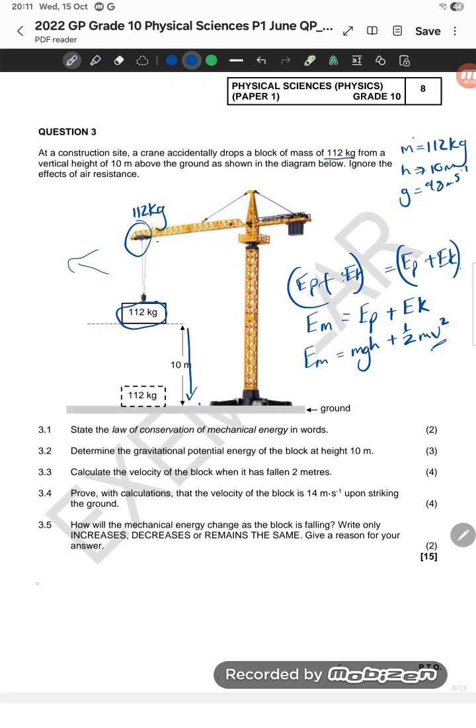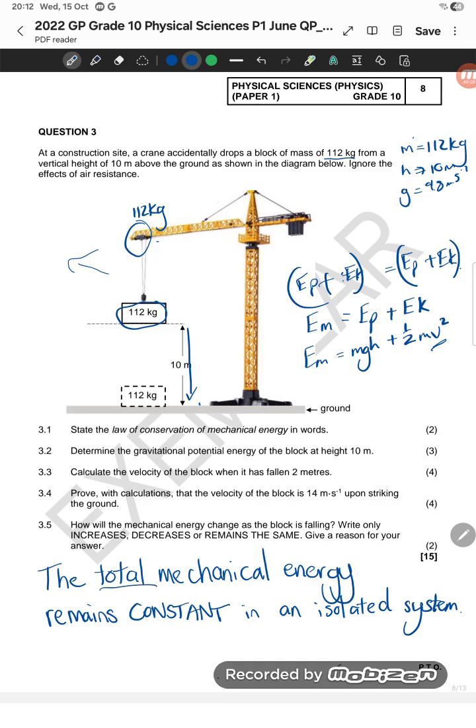But a nice way to learn it would be, I'll write it out quickly. Okay, the total mechanical energy remains constant in an isolated system. That's the law of conservation of mechanical energy. So I don't lose any, it just converts. It converts from potential to movement energy, kinetic.